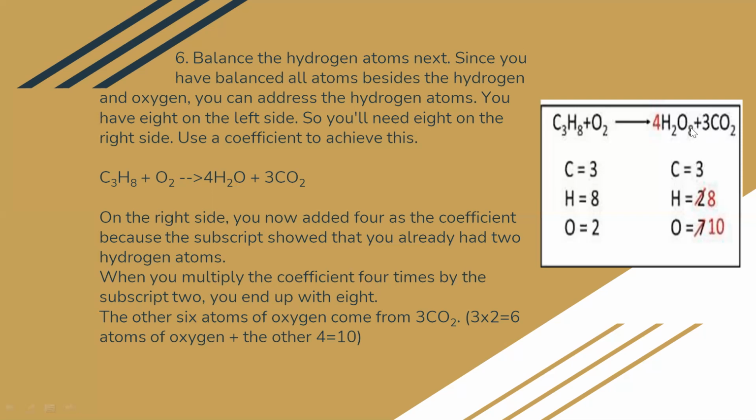8 is not included, so it's only 1 oxygen. So 1 times 4, that would be 4, plus 6, that would be 10. For our hydrogen, we have 2 times 4, and this is 8. So we are already equal for the products and the reactants. The hydrogen in the reactants is 8, and the hydrogen in the products is 8.